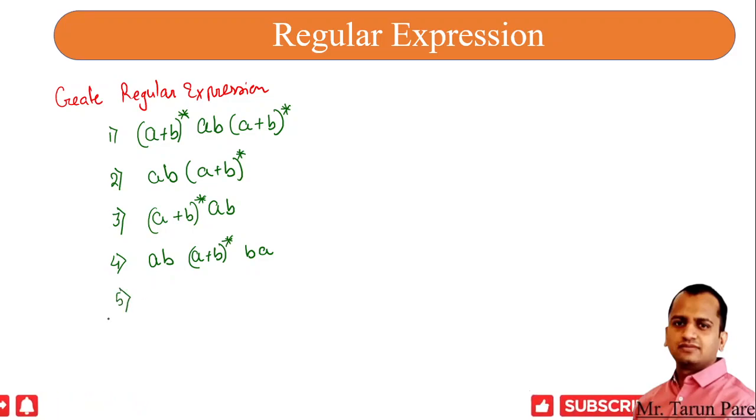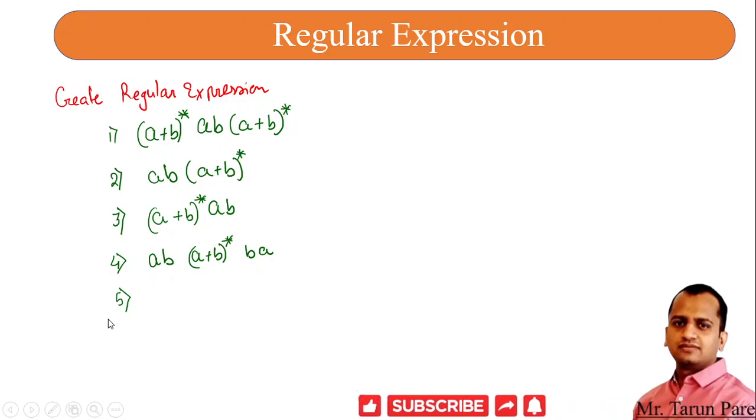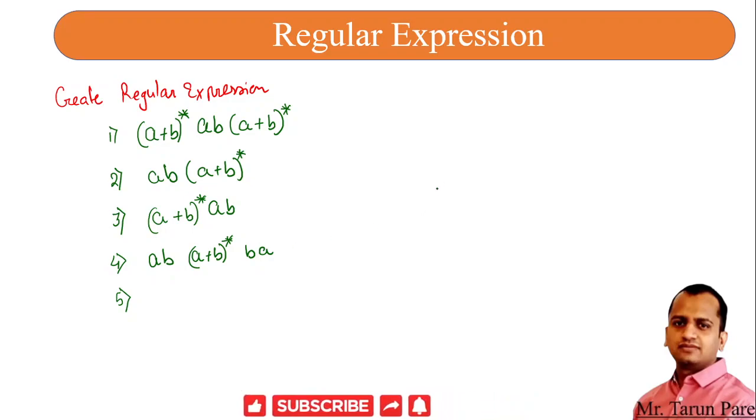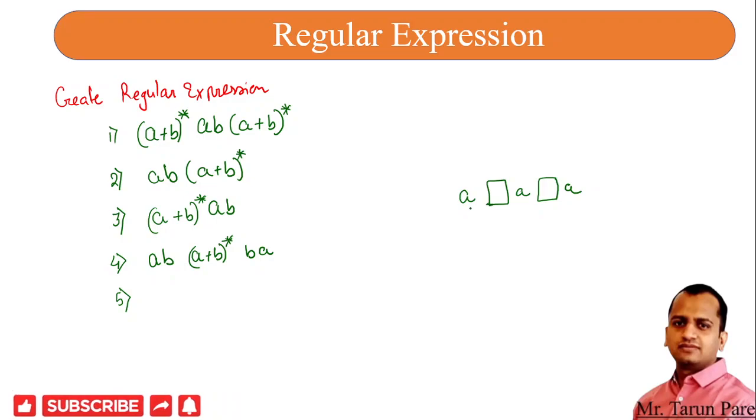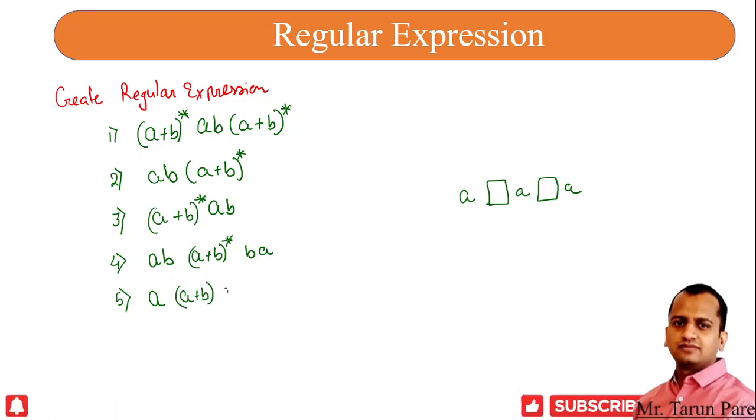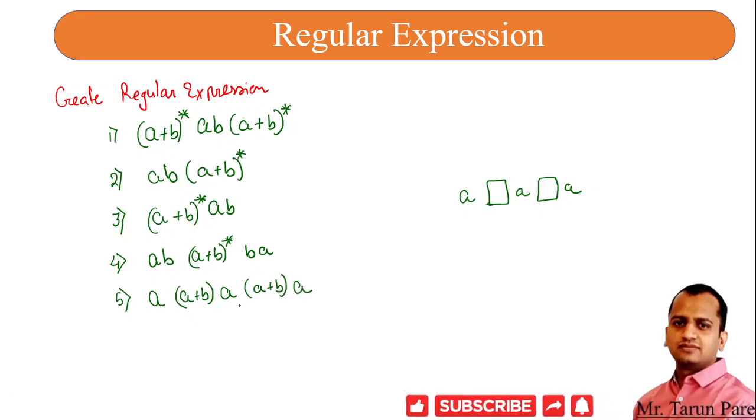We can take one more example. Suppose you want to pass a string which contains either a or b between three a's. That should be a single a or b. Means suppose there are three a's and in between you want either a or b here and here, then what will be the regular expression? So for this the regular expression will be like a (a plus b) a (a plus b) a.